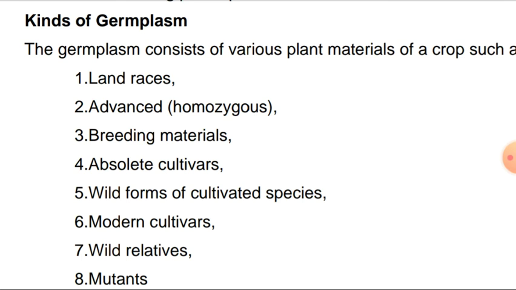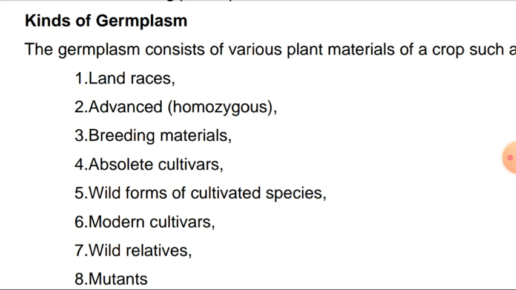Then, which are the different kinds of germplasm? In the third semester we study this topic, but it is a repetition. Various forms are observed: first, land races; then advanced breeding lines, which are homozygous; different breeding materials; obsolete cultivars; wild forms of the cultivated species; modern cultivars; wild relatives; and mutants. First we study the land races.